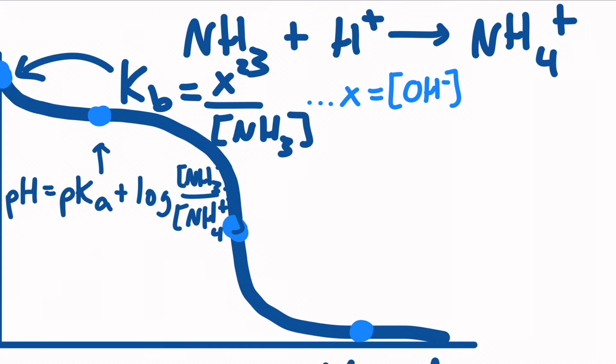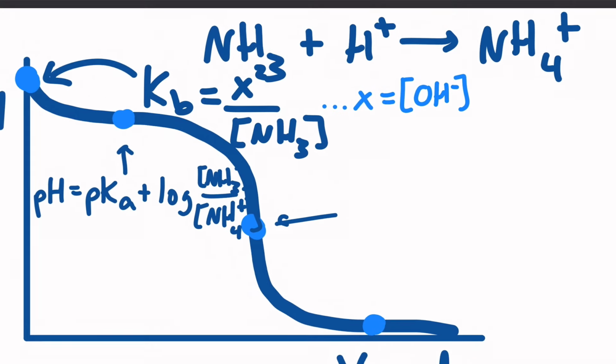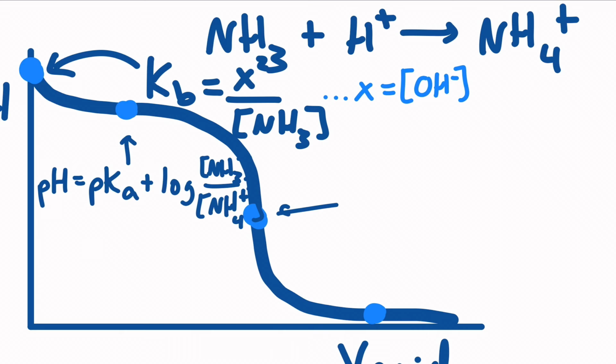Going to the equivalence point, the equivalence point is still based on the conjugate. Remember, equivalence means I've converted all of the starting material into the conjugate. No more ammonia. I'm now all in ammonium. So the ammonium has a Ka value.